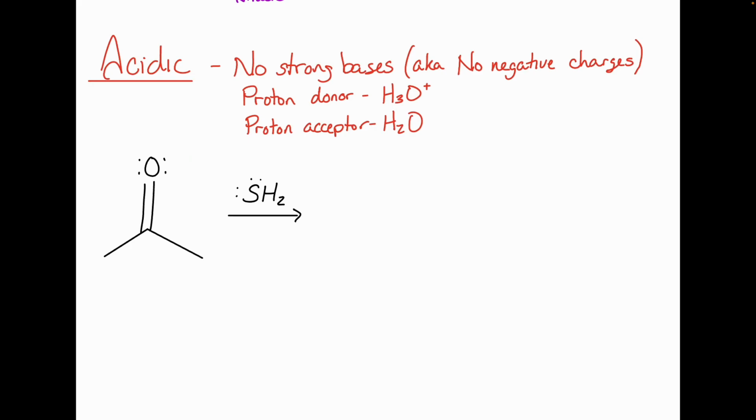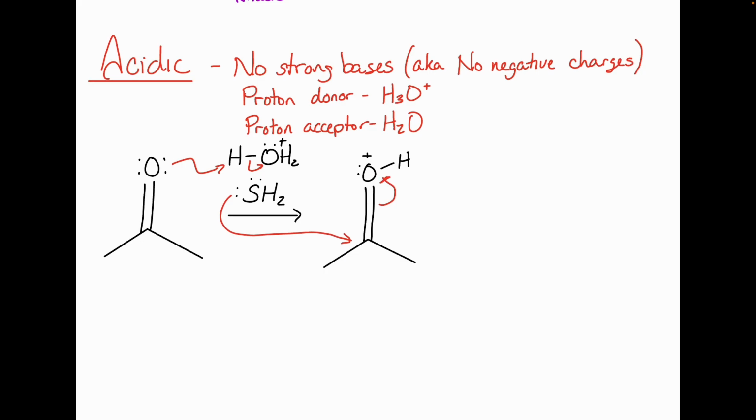So, the first step I have to do is use that hydronium ion and protonate that carbonyl oxygen. Now, when my nucleophile attacks and I form my tetrahedral intermediate, it does not have any negative charges. No strong bases in this tetrahedral intermediate.